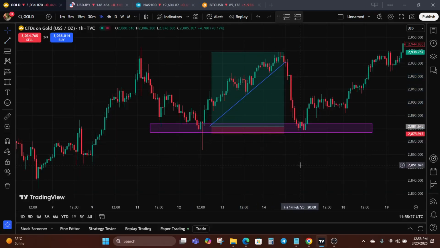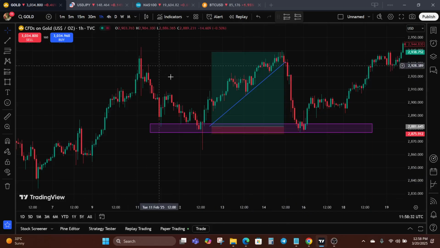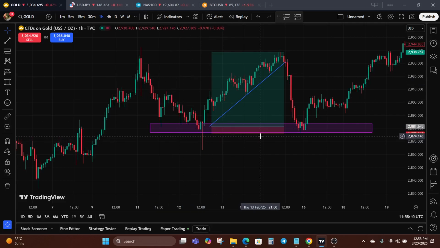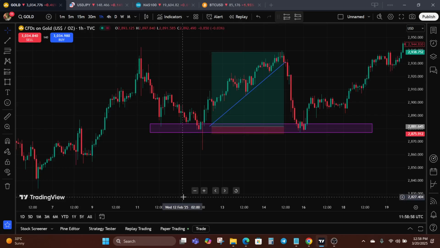Now let's look at some key components of SMC. One is market structure: understanding trends, break of structure and change of character. Secondly, liquidity, which is knowing where stop losses and pending orders are positioned. And finally, order blocks, which are institutional zones where smart money enters their trades. Now that you understand what SMC is, let us break down the trading strategy that actually works. This strategy follows a structured approach, combining liquidity, order blocks, and market structure shifts, to identify high probability trade setups. So here's how it works.